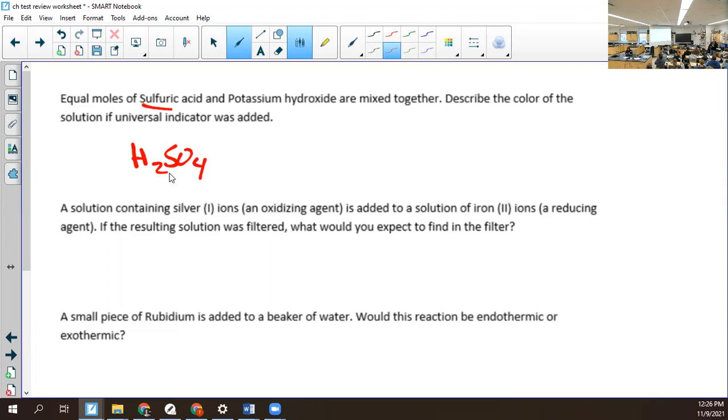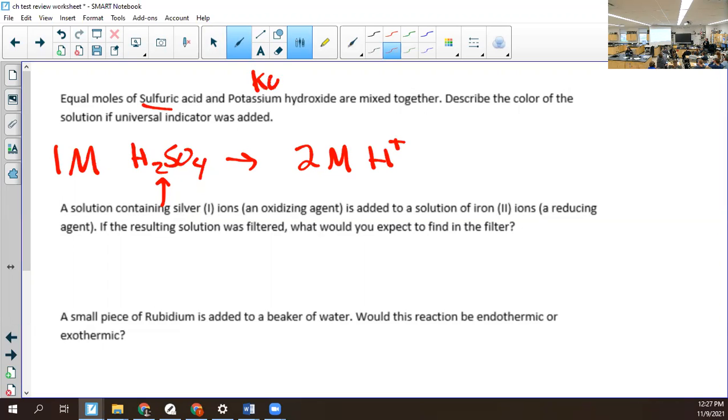H2SO4. So if I have 1 mole of H2SO4, how many moles of H+ do I have? 2 moles of H+, because we multiply by the subscript, right? Who's with me right now? We've done that like on the precipitates and everything, right? Like that.